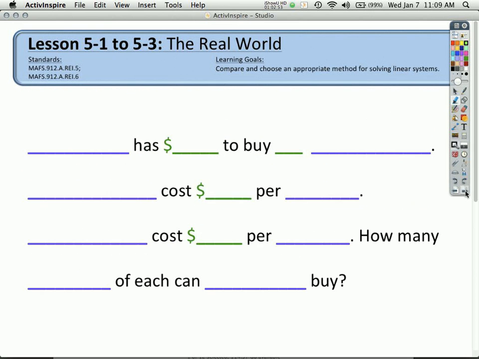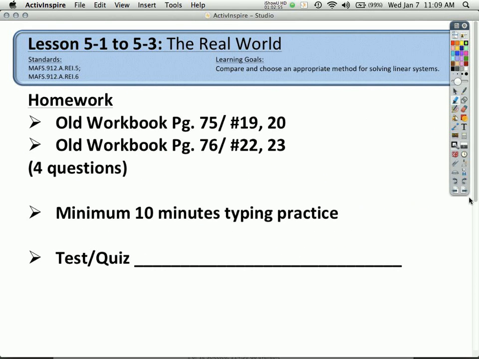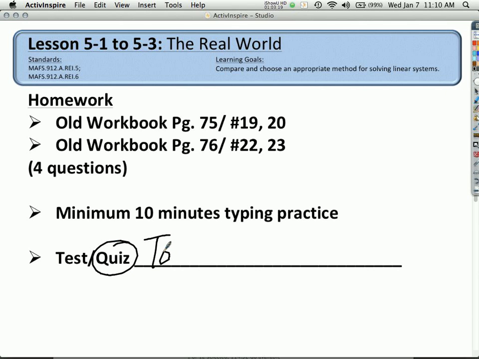So draw a line across your paper. Your homework tonight is in the old workbook, the thin red workbook. And you are going to do on page 75, numbers 19 and 20, and on page 76, numbers 22 and 23. That's 4 questions. That's it. But they take some work. They take a little time. And you are going to have a quiz tomorrow on 5-1 to 5-3.